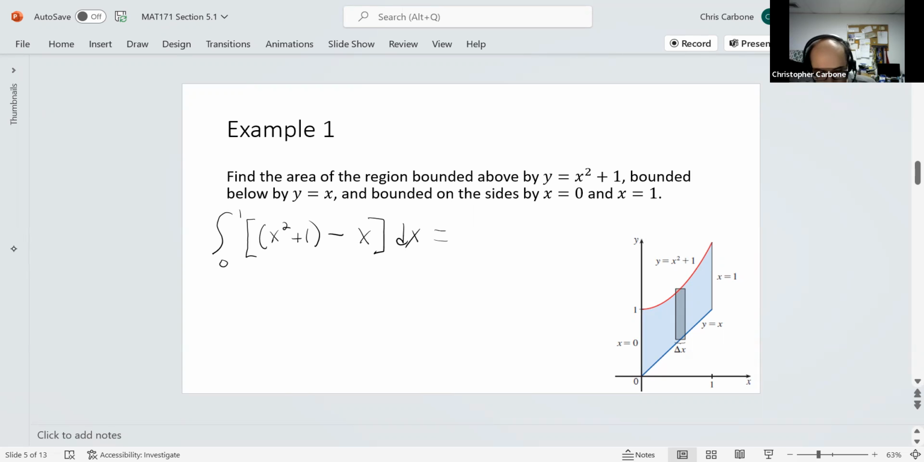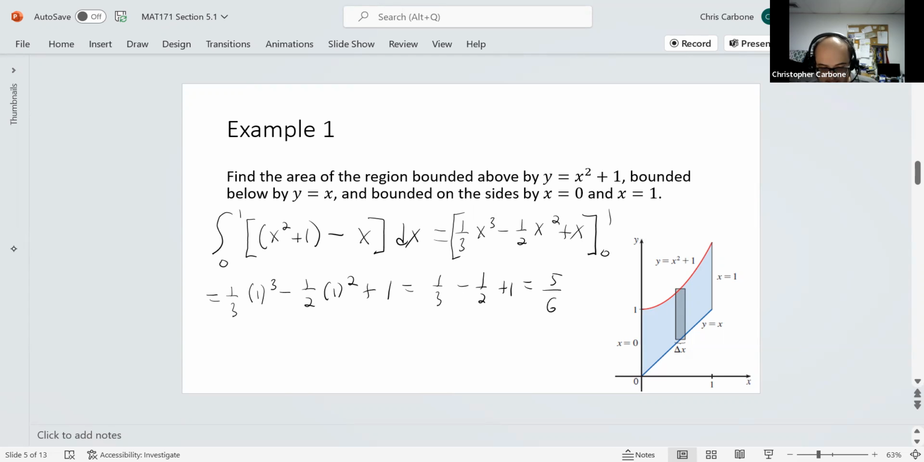And integrating this, we get 1/3 times x cubed minus a half x squared plus x. And this whole thing is evaluated between the points of 0 to 1. So this would be 1/3 times 1 cubed minus a half times 1 squared plus 1. So that would be 1/3 minus a half plus 1. That makes 5/6.